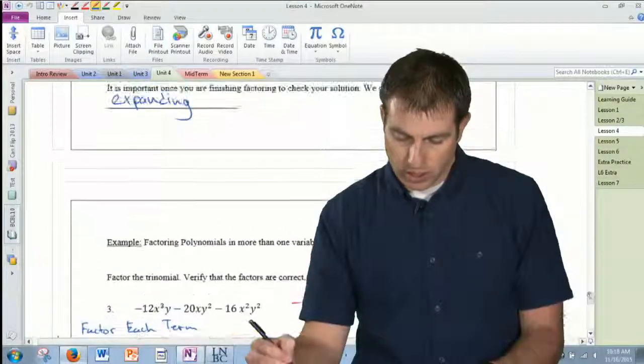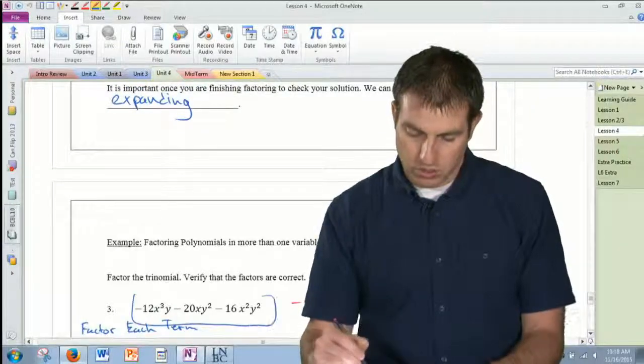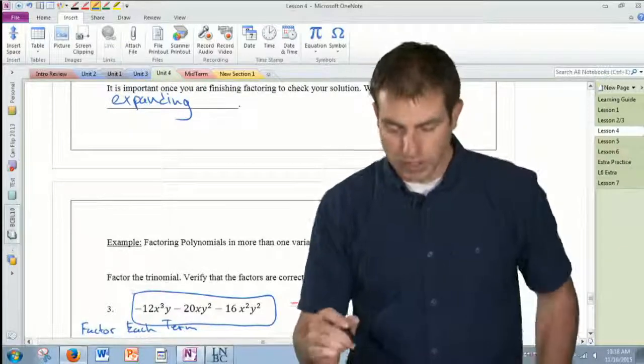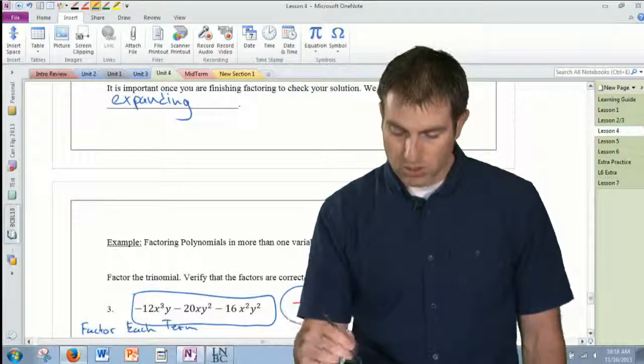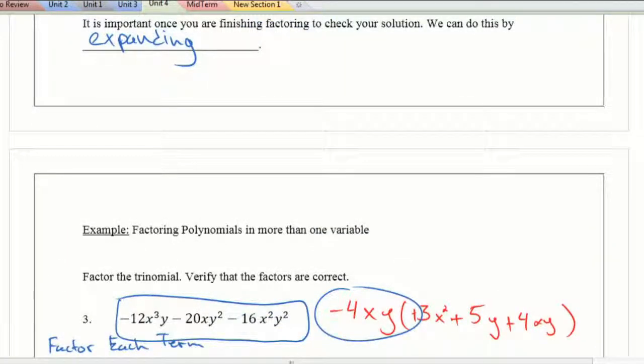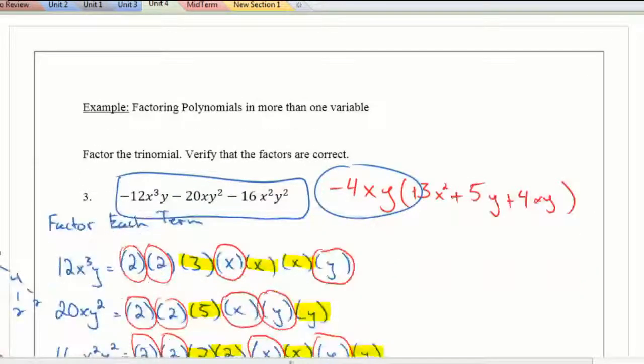So you could get a question like this, and it's kind of like one we just did, where you're asked to factor, and then you just have to figure out what's common to all the terms. You don't have to split up the middle term or anything like that. This isn't a factorable trinomial type thing.